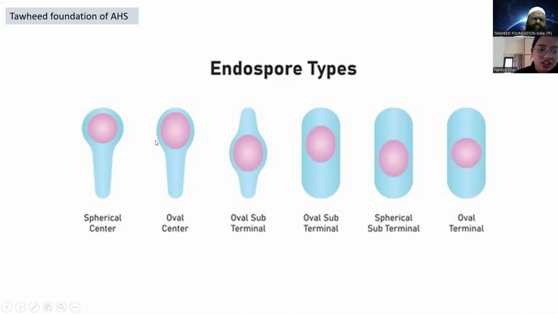Oval central: the location is central within the cell. The shape is oval or elongated, causing slight distortion or swelling of the cell. This variation often depends on the bacterial species. Oval subterminal: it is located near the end. It is distorted near the end but not at the pole of the bacterium. The shape is again oval, causing slight swelling, and the cell shape may be slightly distorted. Again, spherical subterminal: the location is also subterminal. It may cause slight swelling of the cell, and is less common than the oval subterminal.